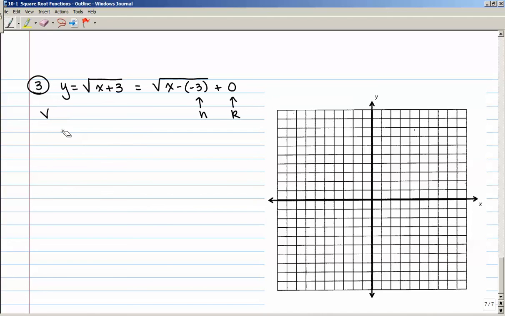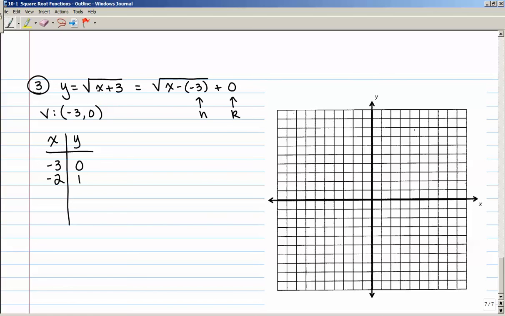My vertex is going to be the point (-3, 0). And that's what I will start my table with. -3, and when x is -3, y is 0. Now, this gets a little more complicated because I need to think about values of x that are going to give me a perfect square underneath here. So let's just keep going up. If I have x as -2, that's going to give me a 1. So -2 is good. So -2 plus 3 is 1. Square root of 1 is 1.